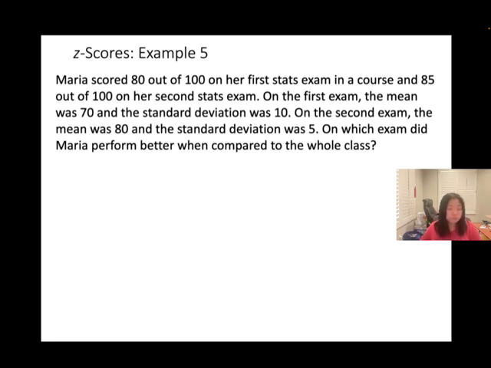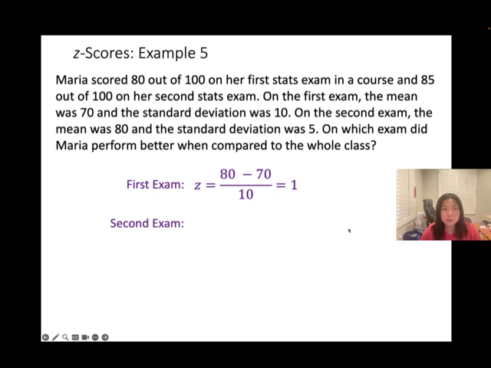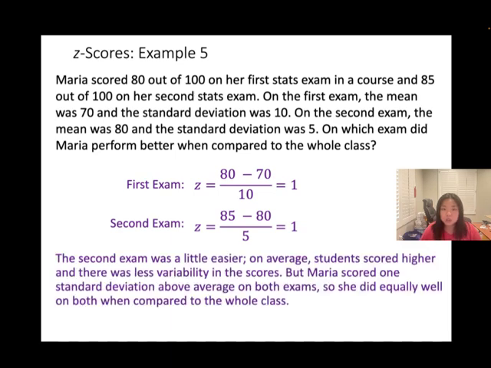Okay, check the work. So for the first exam, you will find Maria's score is 80 minus the mean divided by the standard deviation, which is going to be equal to 1. And then for the second exam, we have 85 minus the mean divided by the standard deviation, which is also equal to 1. So that means the second exam was a little easier. Okay, you got the higher points in here, but actually the Z-score is also equal to 1. And you could see Maria did equally well on both when compared to the whole class.